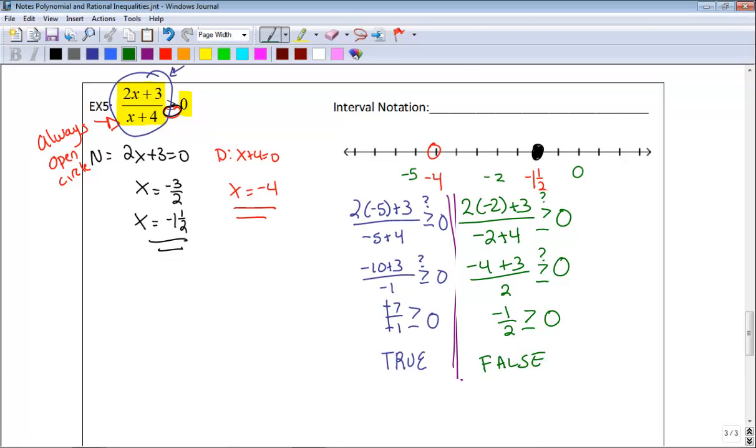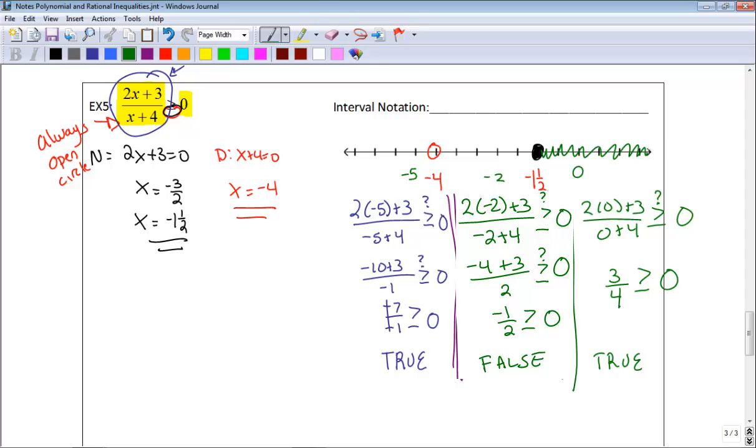Last one to check is 0. So let's plug 0 into the inequality. 2 times 0 plus 3 over 0 plus 4. Is this a number that's greater than or equal to 0? Well, 2 times 0 is just going to be 0, so I'm just going to be left with 3 in my numerator. 0 plus 4 is just going to be 4, so is 3/4 a number that is greater than or equal to 0? Yes, that is a true statement. So I have to shade everywhere that's true.